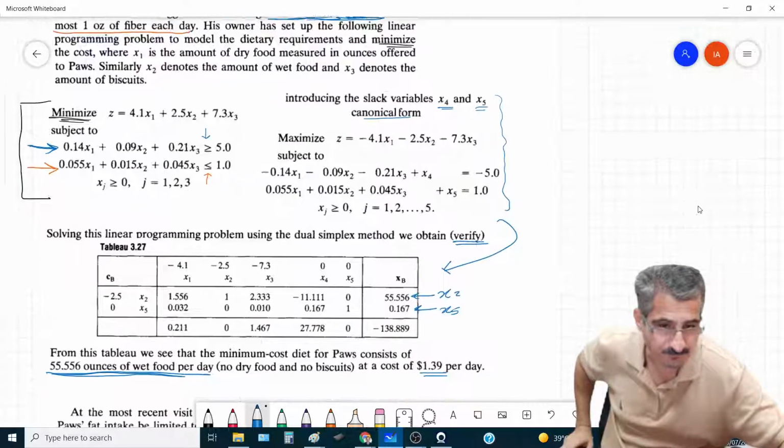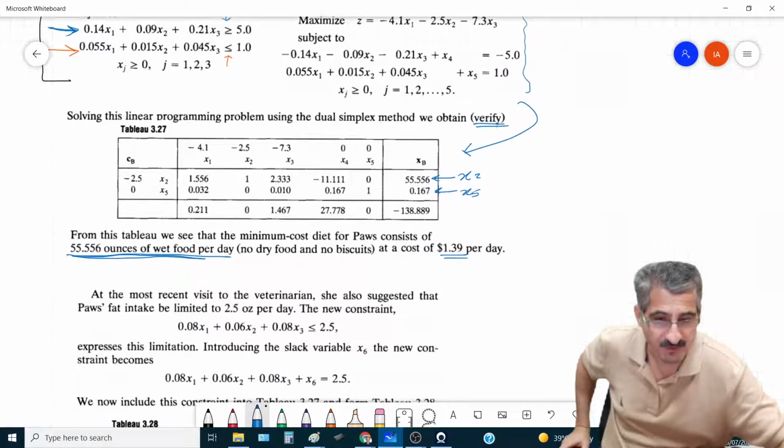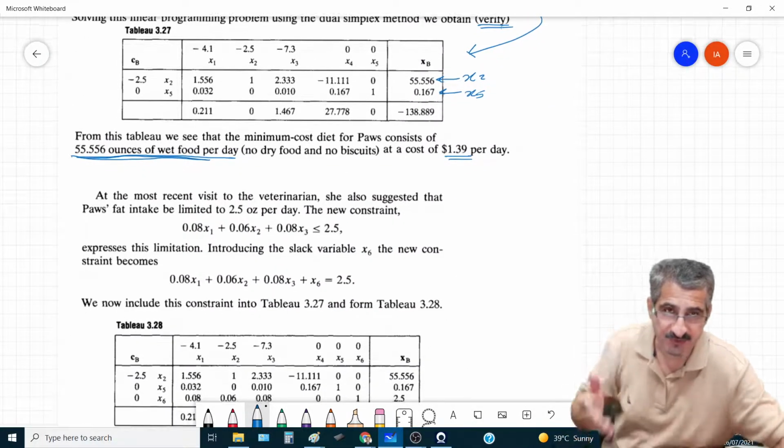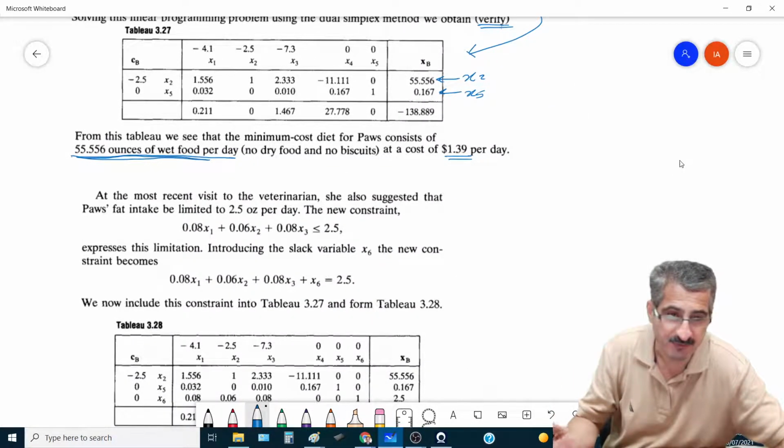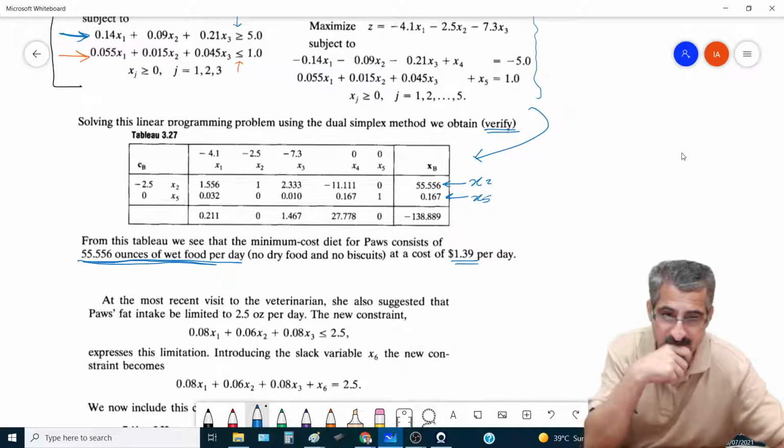Okay? Okay. Now what's happening after that? We have reached the optimal solution of the linear programming problem. Good?